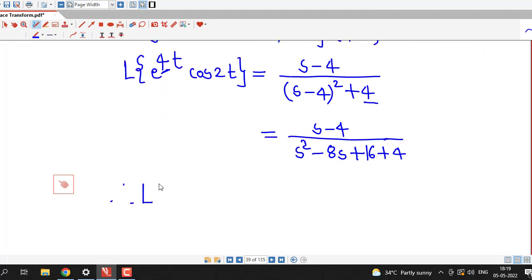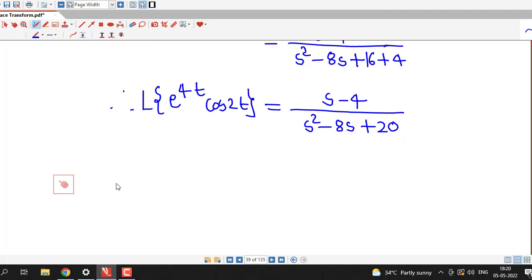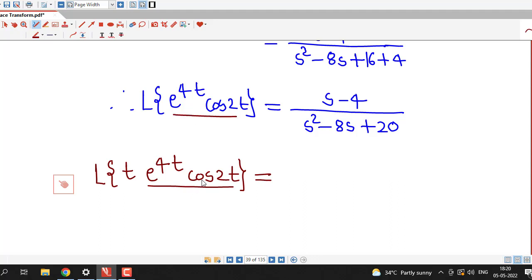Therefore we have obtained the Laplace transform of e raised to 4t cos 2t. This is equal to (s minus 4) divided by (s square minus 8s plus 20). And now we use that formula for multiplication by t. Now we are interested in the Laplace transform of t times e raised to 4t cos 2t. So this is our function f of t, and we have obtained the Laplace transform of this function.